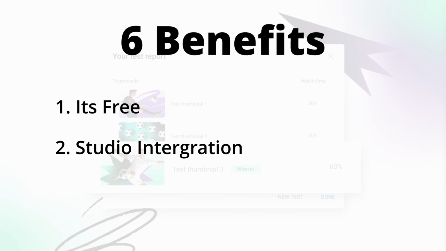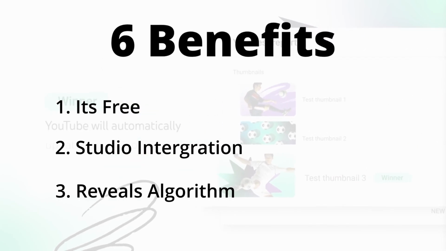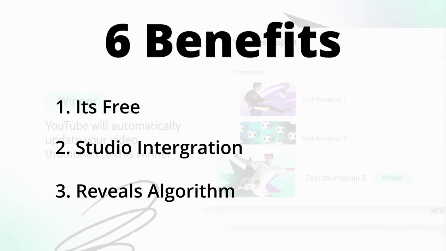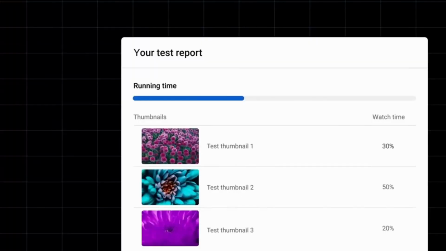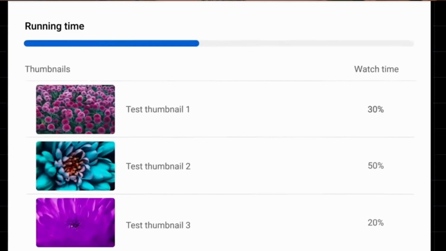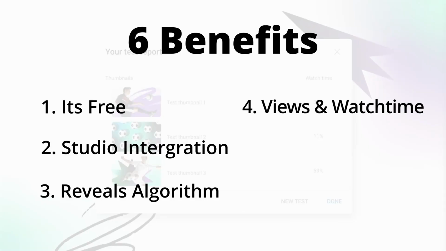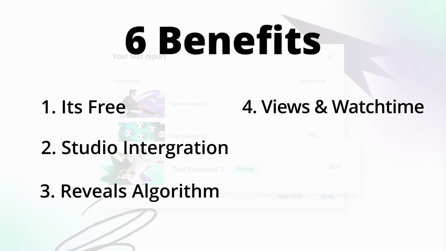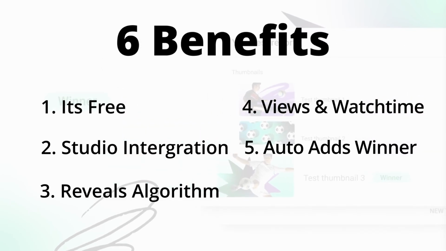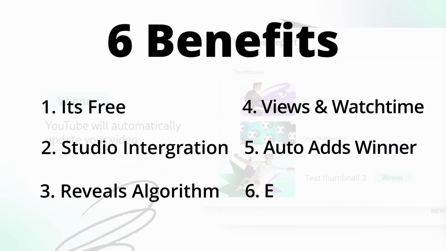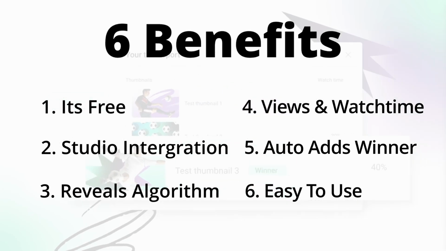So YouTube's new thumbnail A/B testing has just been rolled out, and there's 6 reasons why it's of great value to you. Number 1, it's free. Number 2, it's seamlessly integrated into YouTube Studio. Number 3, it gives us a bit of detail as to what YouTube thinks is important. Whereas before we thought it was CTR, click-through rate, watch time is what YouTube's looking for. Number 4, it's going to help you optimize your thumbnails to boost your views and watch time. Number 5, it automatically puts forward the winner without you doing anything. And number 6, it's easy to use, but more on that in a moment.